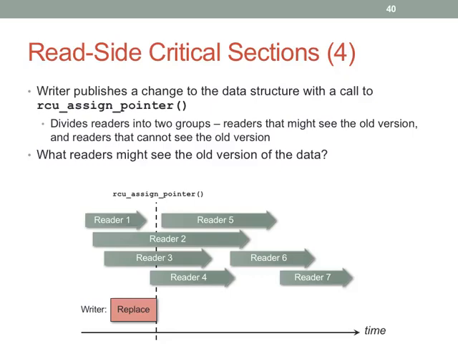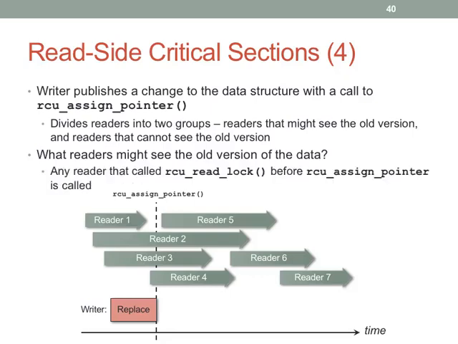5, 6, 7. Yeah, 5, 6, 7. Anybody whose arrow or their RCU read lock call is on the right side of RCU assigned pointer. Okay, so this is kind of interesting.